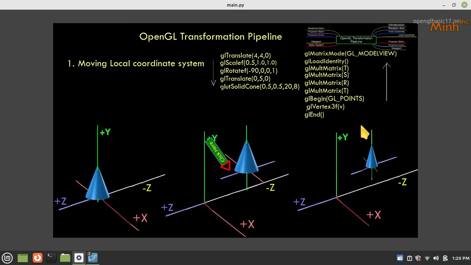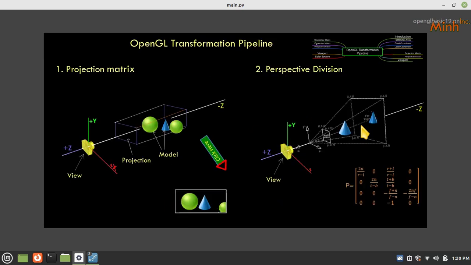Okay. Perspective division. So this projection box can be a cube or it can be a frustum, like this. Frustum in the sense that it has a near plane and a far plane. An object would behave like this. If the object is near to the camera, it would look big. If it is far from the camera, it would look small.